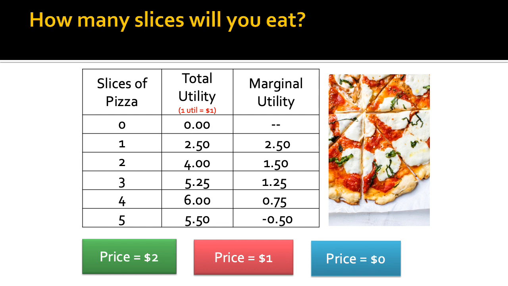You may think initially an infinite amount, but if we look at this chart, we notice that if the price was 0, there's no reason we would consume more than 4 slices because the 5th slice actually starts to make us sick and creates disutility. So at $2, we'd buy 1 slice. At $1, we'd buy 3 slices. And at $0, we'd actually buy 4 slices. So this illustrates the law of diminishing marginal utility.